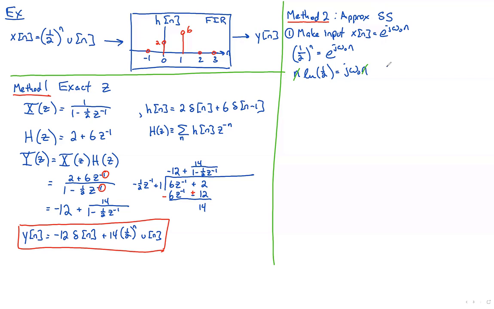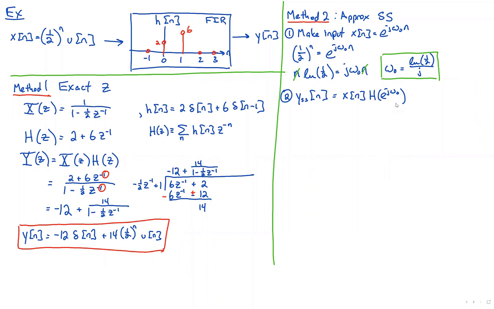And now we can divide through by j to say our omega naught here is equal to the ln of 1/2 over j, which I know is a pretty weird looking frequency, but just go with it for now. Our second step is to find the steady state response.